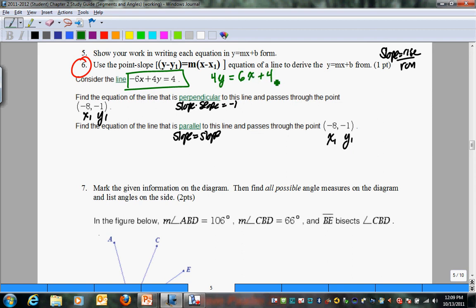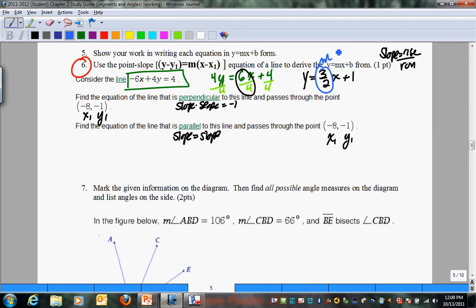Did I lose anybody by not showing my algebra there? Are you still okay? Now, divide everything by 4, and reduce the 6 over 4 to 3 over 2. So we have y equals 3 over 2 x plus 1. Our given line slope, so what's our m here? That's 3 over 2. Good, so 3 over 2 is our m.